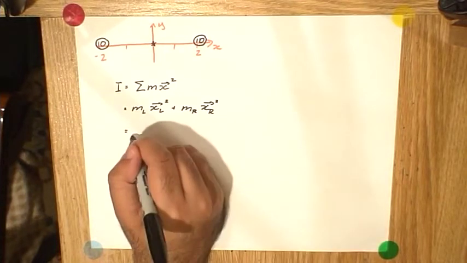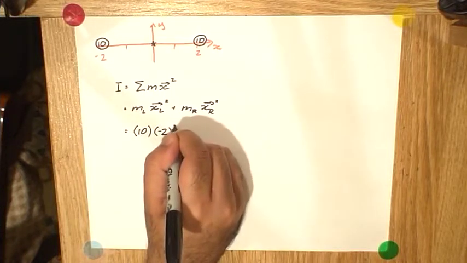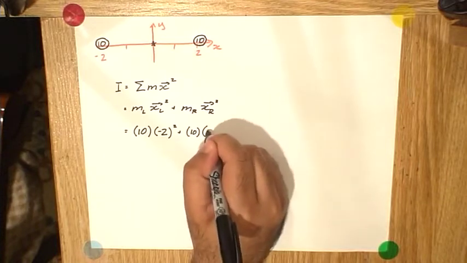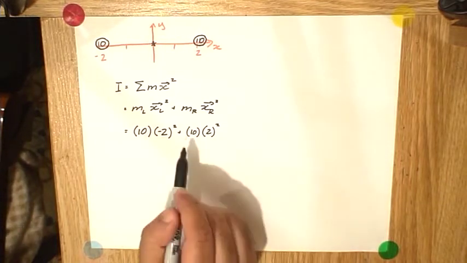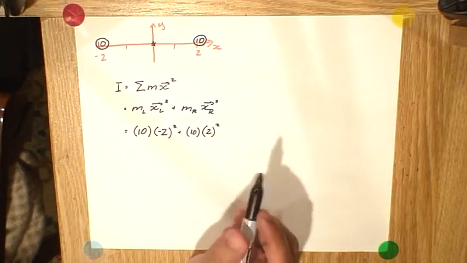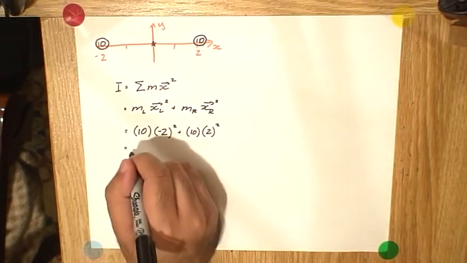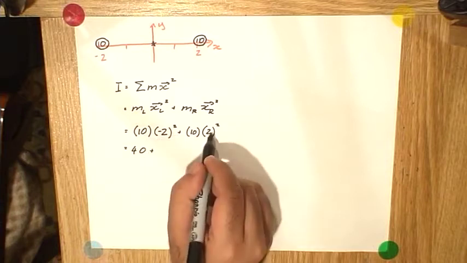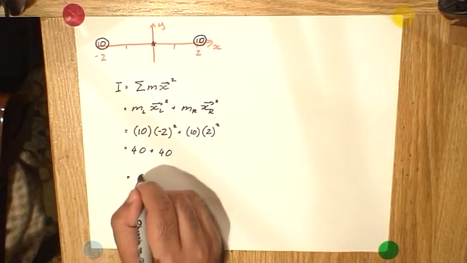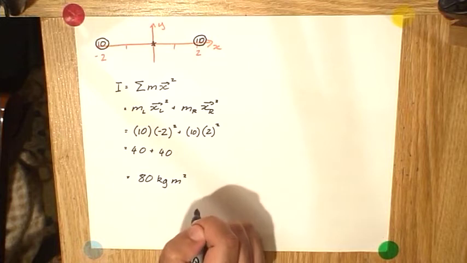So, mass of left, 10, position of left, -2 squared, plus mass of right, 10, position of right, 2 squared. I know, by the way, the positions should have i hats after them, but because they're going to get squared, the i hat is going to go away. So this is going to work out to -2 squared is 4 times 10 is 40, plus 2 squared is 4 times 10 is 40. So the overall moment of inertia is 80 kilogram meters squared.